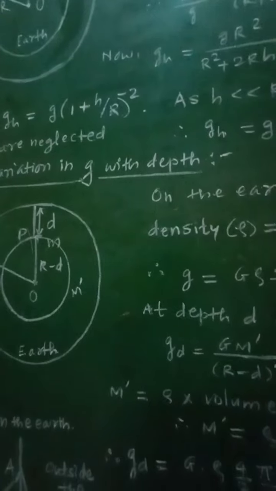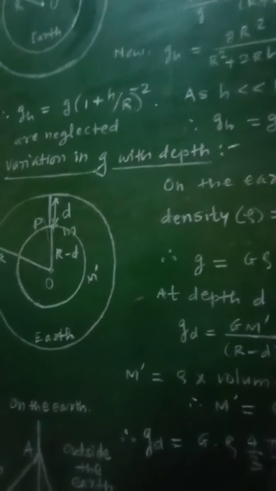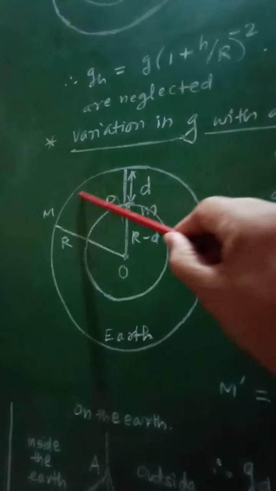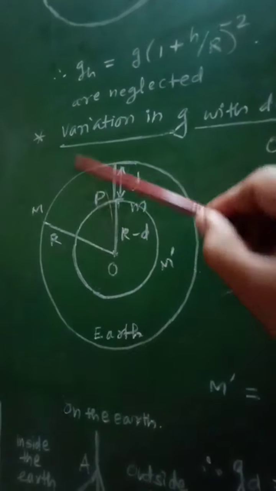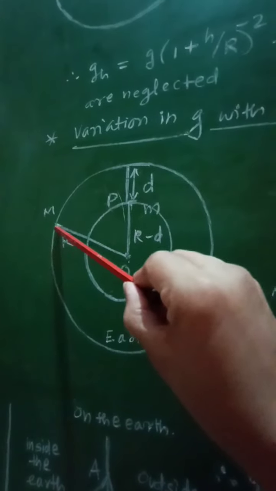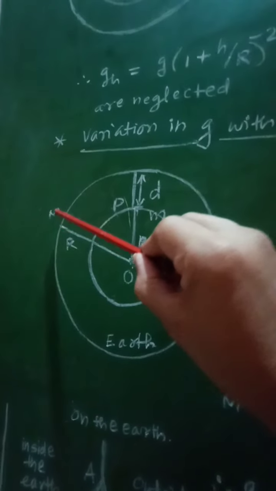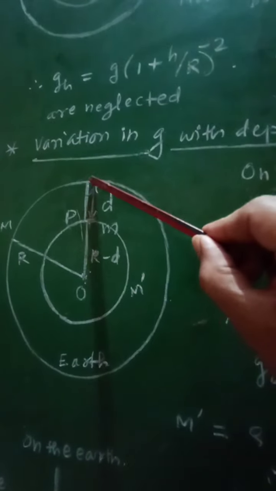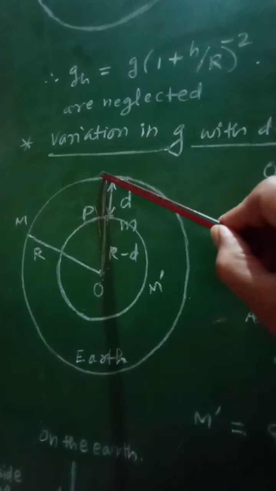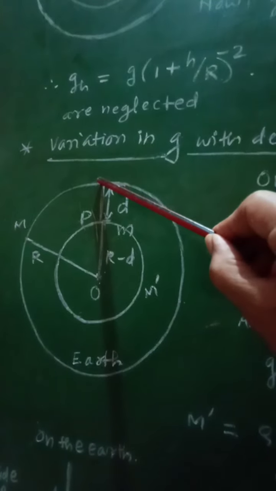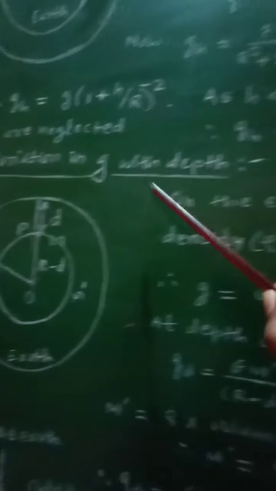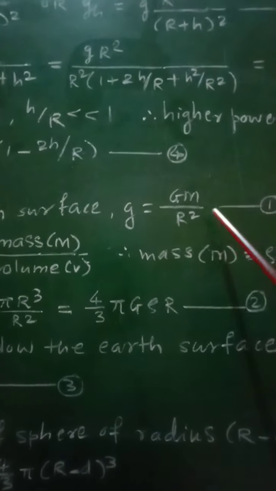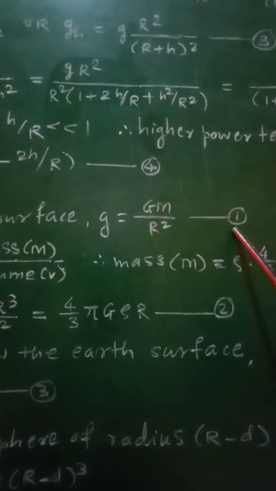In order to obtain the expression for this variation in g with depth, again let us consider the Earth's surface. So the outer sphere will represent now Earth's surface, having center O and radius equal to r, with M as the mass. M will be the mass of the Earth. Now initially that body of mass m will be placed here on the Earth's surface at any point. At that time, on the Earth's surface, the acceleration due to gravity g will be given as GM by r square as equation number 1.